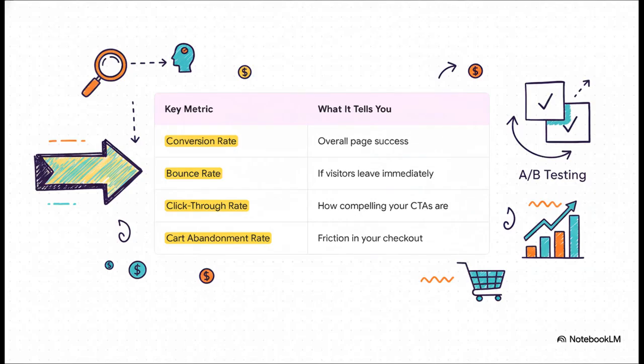Now, to keep improving, you've got to track the right numbers. Your overall conversion rate, yeah, that's the big one. But a high bounce rate, that tells you your first impression isn't great. A low click-through rate means your buttons and links aren't exciting enough. And a high cart abandonment rate is a huge red flag that something in your checkout process is probably broken. Each one of these metrics is telling you a story.